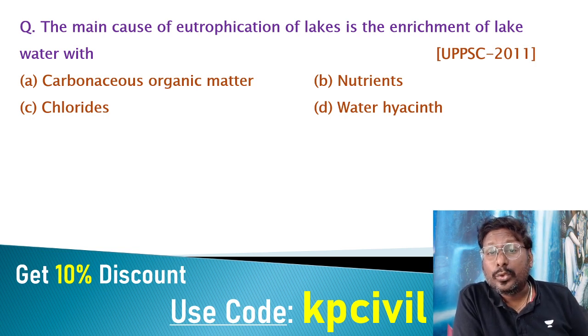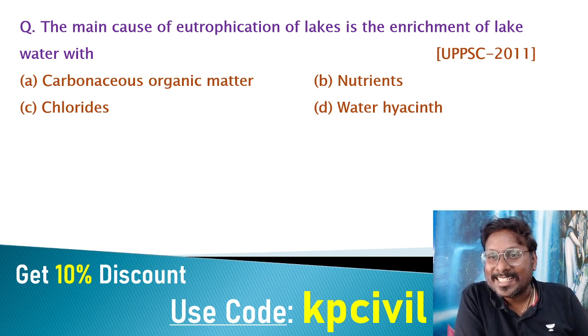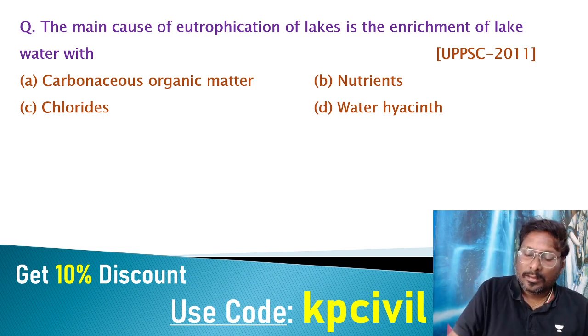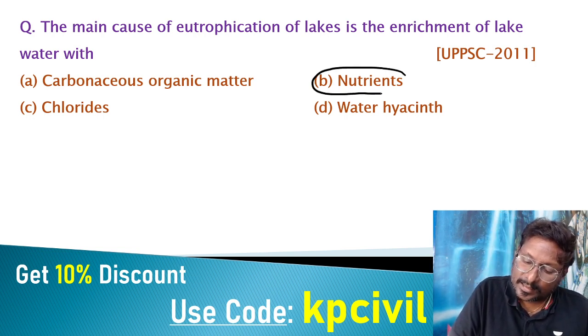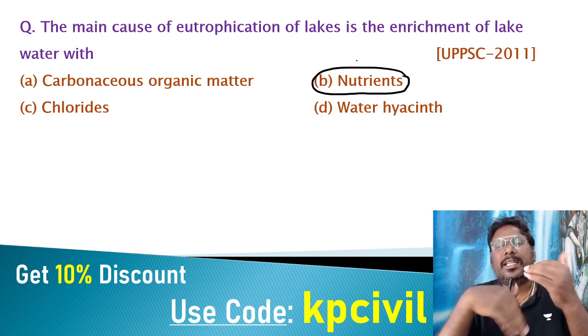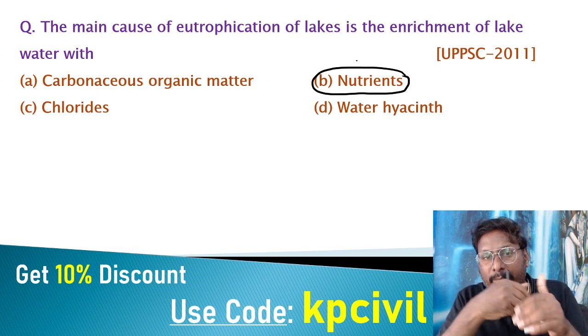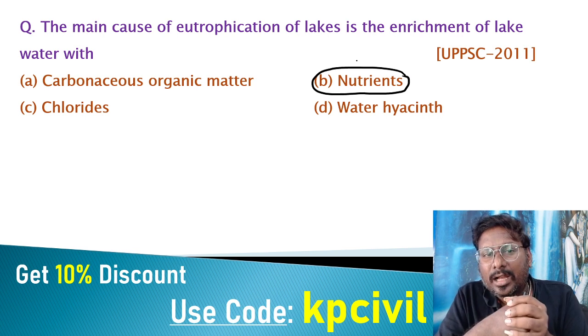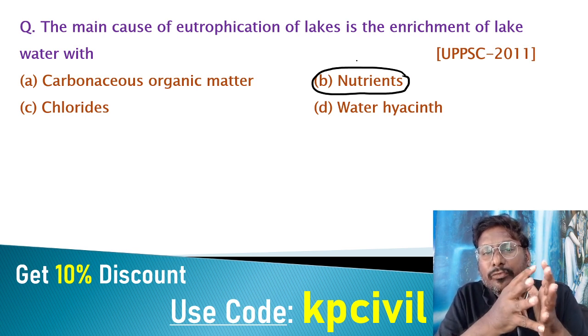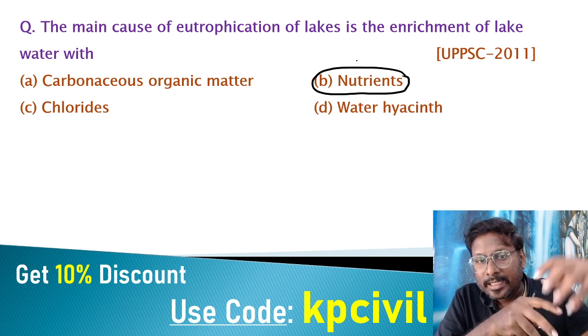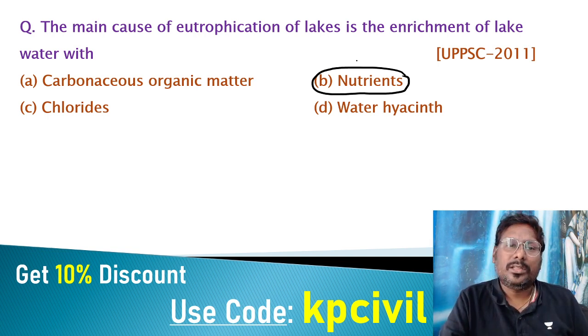The main cause of eutrophication of lakes is the enrichment of lake water with nutrients, organic nutrients. Day by day, organic matter and food-rich nutrients are deposited and cause eutrophication.